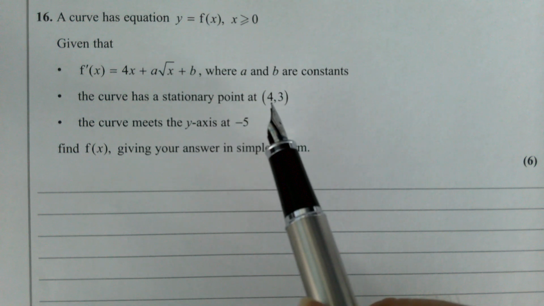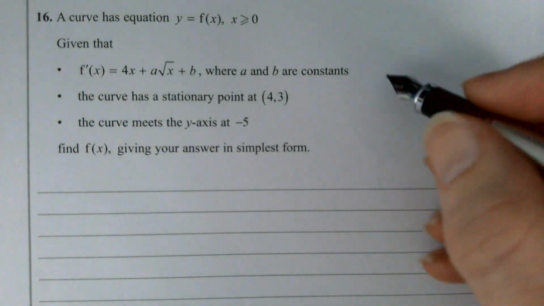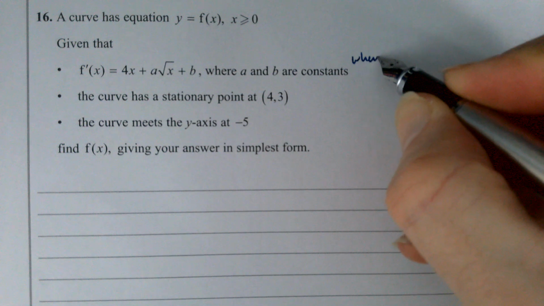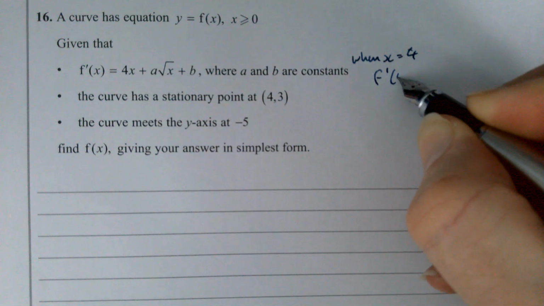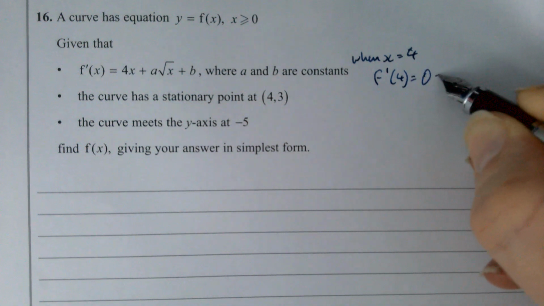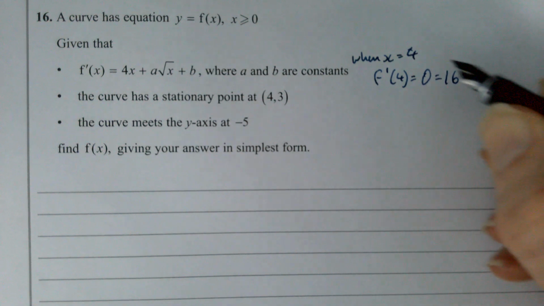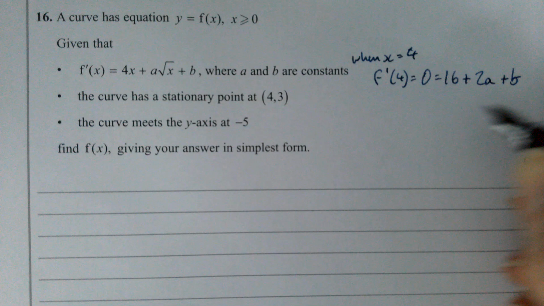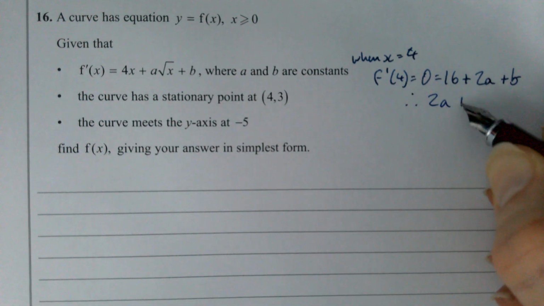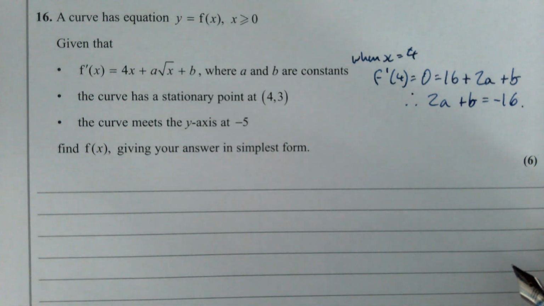That means when x is equal to 4, the value of this is going to be 0. So that's where I would start. So when x equals 4, we're going to have 4 times 4 is 16, plus the square root of 4 is 2, and then we've got b as well, don't we? So we know that 2a plus b is going to be equal to negative 16. So that's one of our equations.